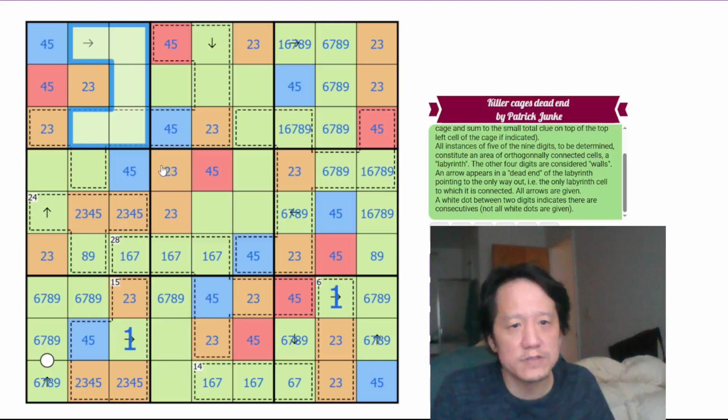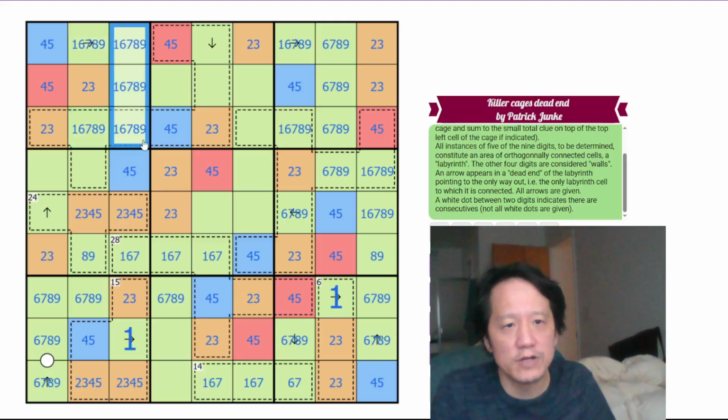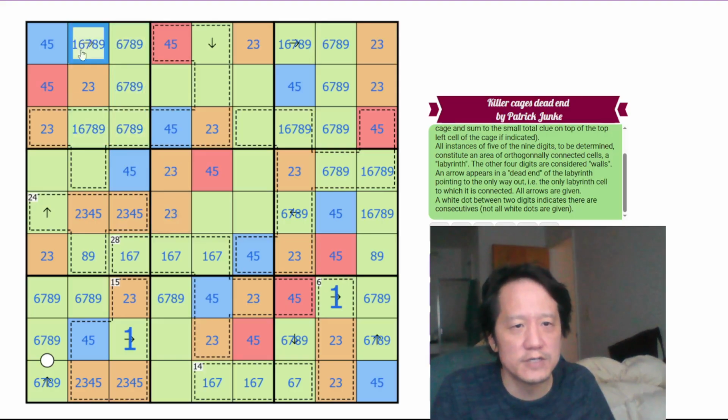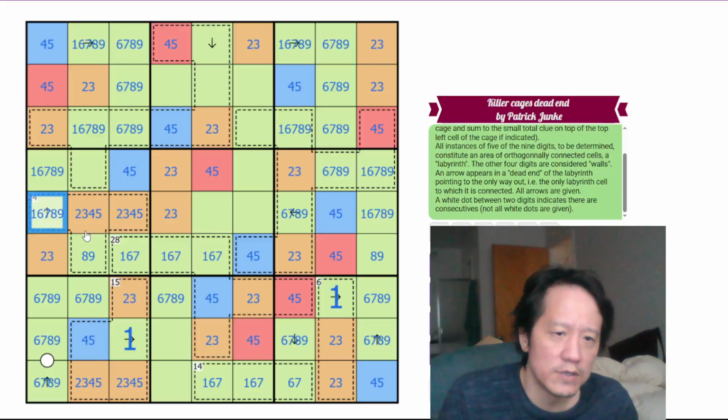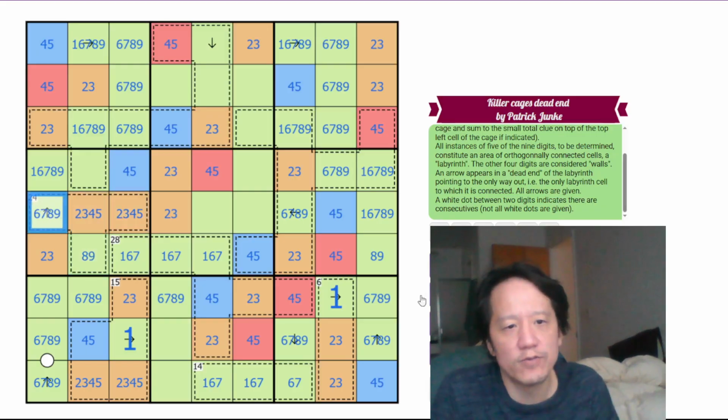These are 1, 6, 7, 8, 9, but 1 cannot be any of these 3, so 1 has to be one of these 2. Which eliminates 1 here, so this must be 1, 6, 7, 8, 9. These two digits are at most 3 and 5. Can you ever have a 1 with it? No. 1, 3, 5 adds up to 9, plus 9 at most would add up to 18. So 1 can never be here.